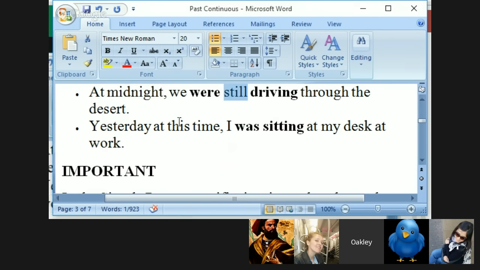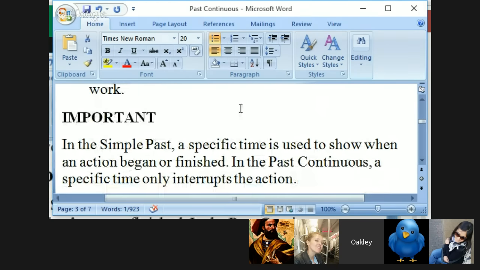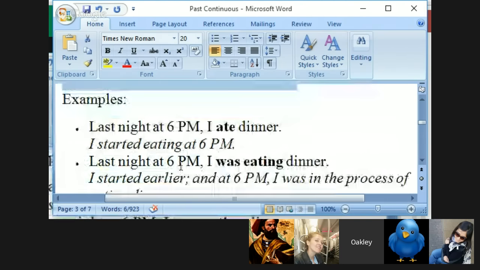All right. Yesterday at this time, I was sitting at my desk at work. And now here I am in prison. Okay. All right. Important, related. We'll try some examples here in just a second. In the simple past, a specific time is used to show when an action began or finished. In the past continuous, a specific time only interrupts the action.